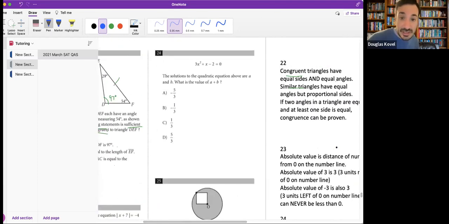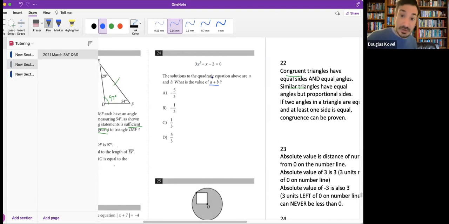This is another question that rewards students who know a fairly obscure formula. Here they give you this quadratic equation, 3x squared plus x minus 2 equals 0. They tell you the solutions to the quadratic equation above are a and b, and they want to know the value of a plus b. There are several ways you can do this. You definitely can factor this one. It's going to be a fairly annoying one to factor since we have a 3 in front of the x squared. You also could complete the square or use the quadratic formula.